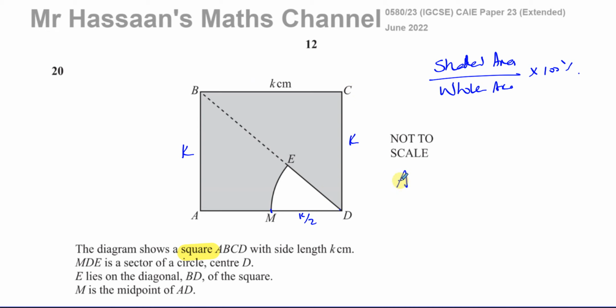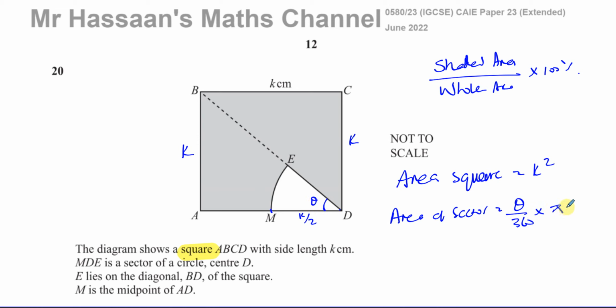So the area of the square, in terms of k, we know is k squared. All right, k times k. And for the area of the sector, we're going to use a formula. The area of the sector is going to be the angle, which is this angle here, which we'll call theta, over 360 times pi times r squared. And this is r over there.